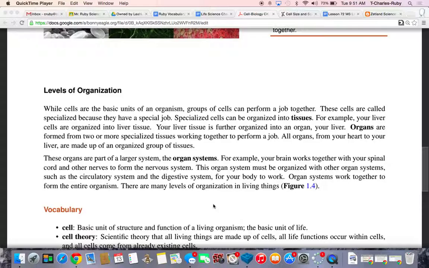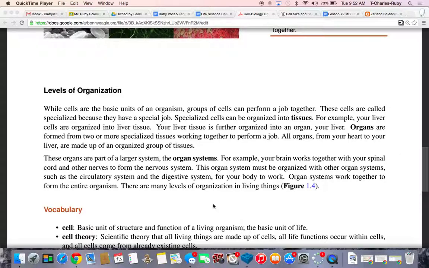Cells are the basic units of an organism, such as groups of cells that can perform a job together. These cells are called specialized because they have a special job. Specialized cells can be organized into tissues. For example, your liver cells are organized into liver tissue. Your liver tissue is further organized into an organ, your liver. Organs are formed from two or more specialized tissues working together to perform a job. All organs, from your heart to your liver, are made up of an organized group of tissues.